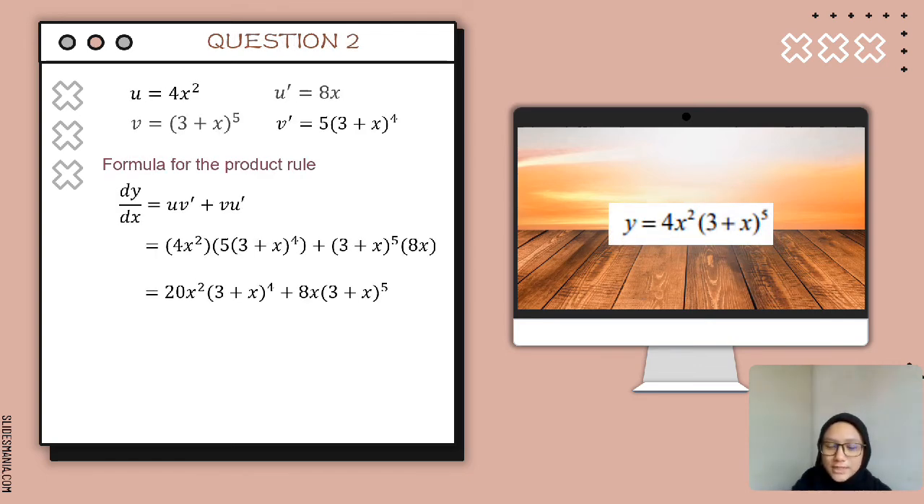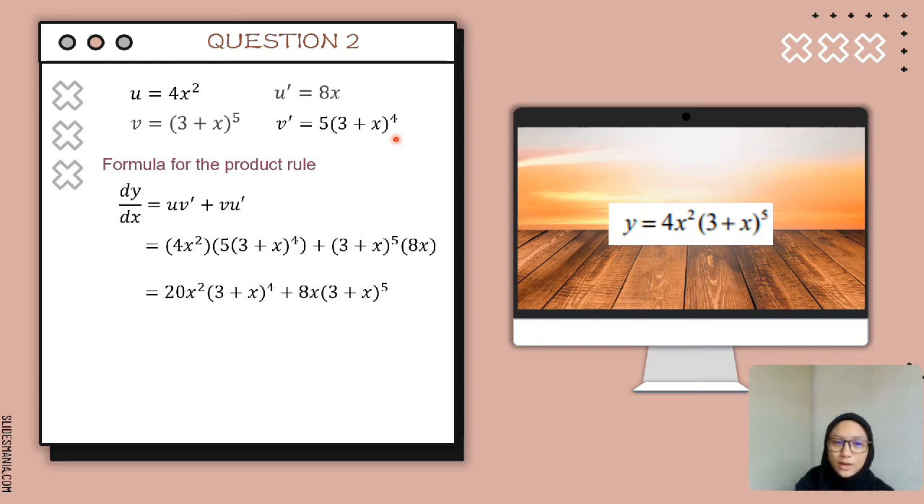We move to question number 2, where the function is y equals 4x squared multiplied with bracket 3 plus x to the power of 5. Now we determine u and v, where u is 4x squared while v is bracket 3 plus x to the power of 5. Then we determine u prime and v prime, the derivatives of u and v, where u prime is 8x while v prime is 5 bracket 3 plus x to the power of 4. Now we have all of the values.